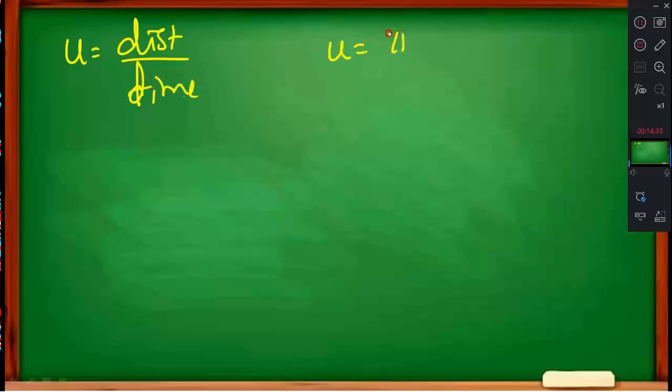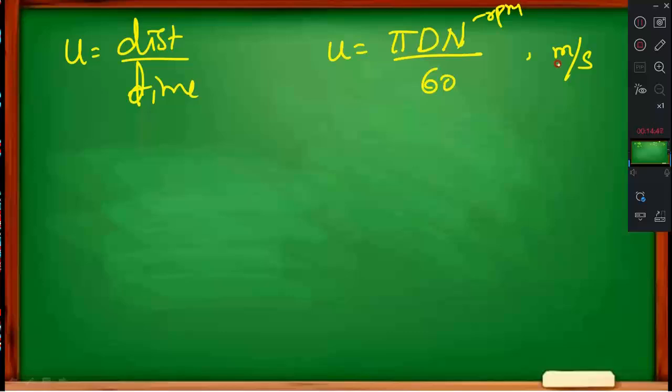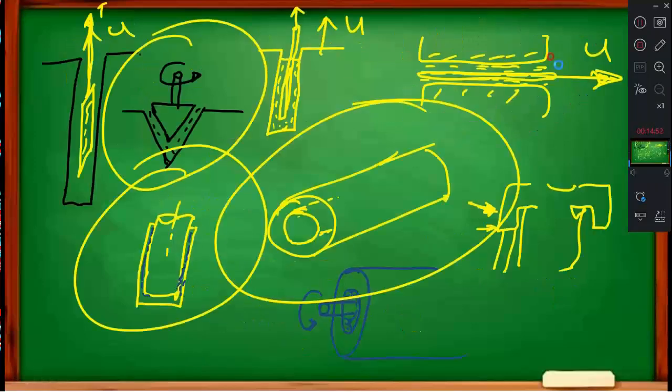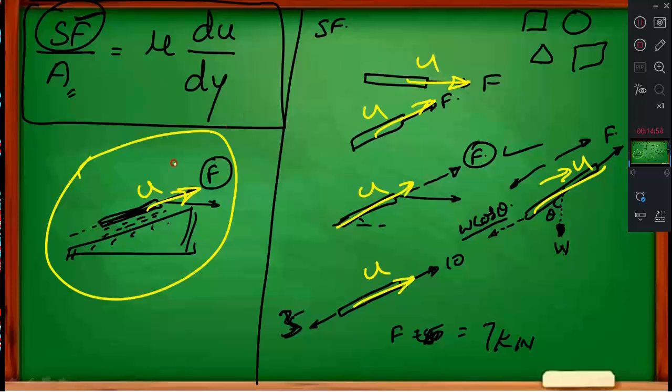Remember that u is directly velocity, it is distance by time, or u is equal to pi dn by 60, where n is in rpm and the unit is in meter per second. Any doubts? Do you have any doubts here? No doubt. This is over.